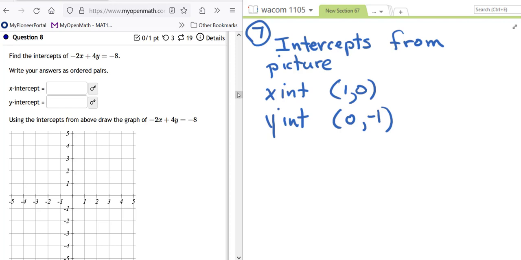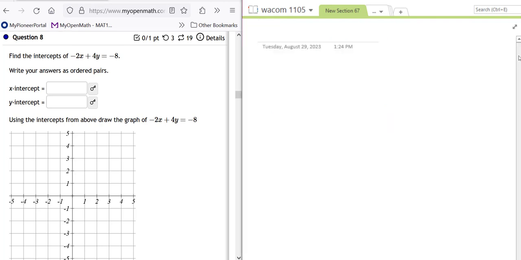Okay. Question 8 is giving us the equation and wants us to find the intercepts. So to find the intercepts, you plug in 0. Remember how we got 0 in one of those? And you plug it in the opposite one of the one that you want. So we have negative 2x plus 4y equals negative 8.